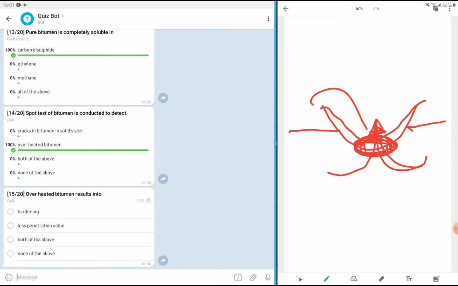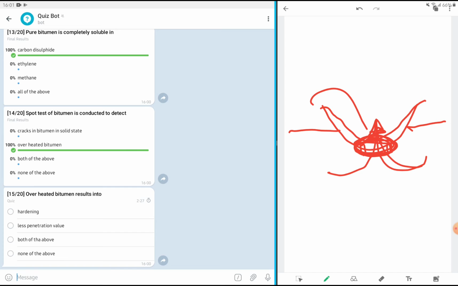See, when we are overheating a bitumen sample, then the volatiles that are keeping the bitumen soft are lost. Heating the bitumen results in loss of volatile material. Loss of volatile material reduces its softness. Therefore, what will happen? It is going to get hardened. Now second option, see, less penetration value.